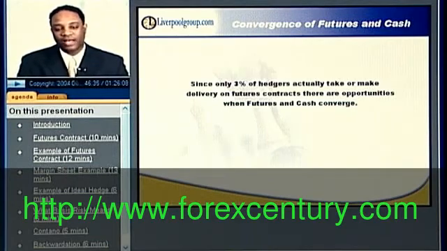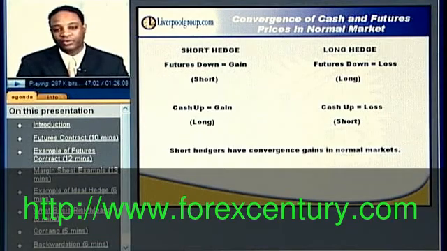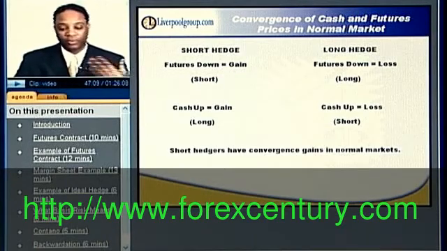Now, part of understanding basis is actually the convergence of futures and the cash price, and this falls back into our notice day scenario, our last trading day, our first notice day, and our last notice day, as well as just when you're starting to come near the end of a futures contract prior to any of that happening. Since only 3% of the hedgers take or make delivery on the contracts, there are opportunities when the price between the futures and the cash converge. And as we saw, when it narrows and you're short or long, depending, as it narrows, there's profits for you to be made.